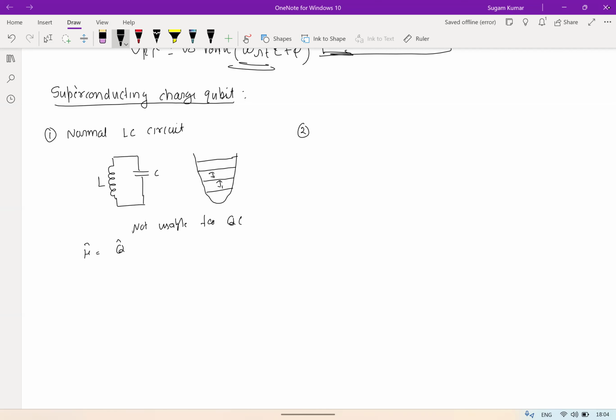In this case, the Hamiltonian was equal to q square by 2C plus phi square by 2L. So this Hamiltonian was proportional to phi square. That's why this kind of LC circuit we cannot use for our purpose.